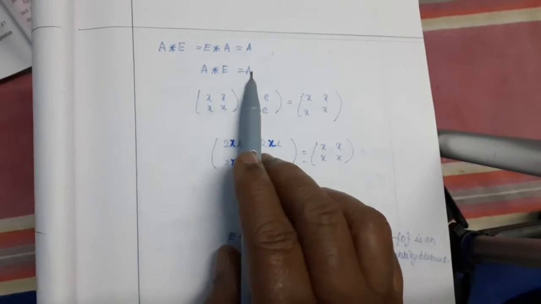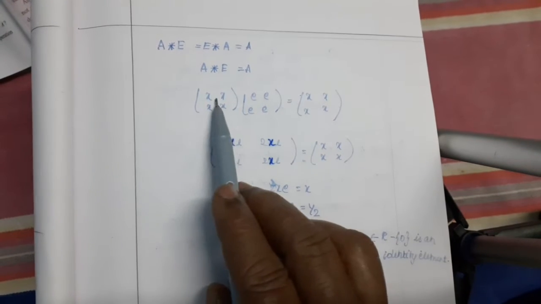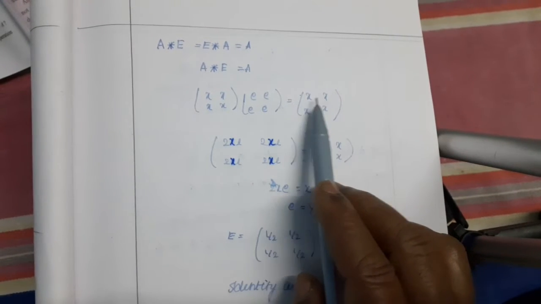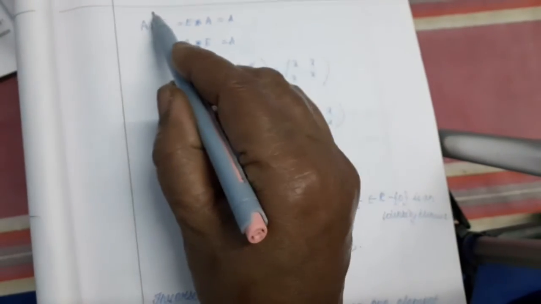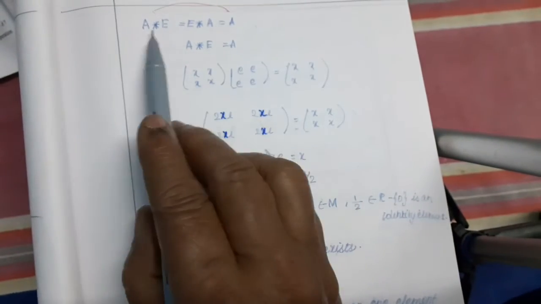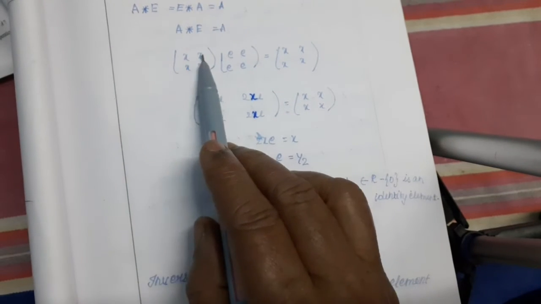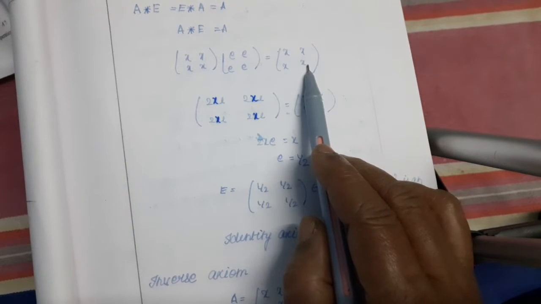First we take A star E. A star E is what? XE. When the identity is multiplied with any element, we get only X. Compare A star E equal to A. We want to find the value of E. So XE equal to A, and what is the A element? The X 2 by 2 matrix.